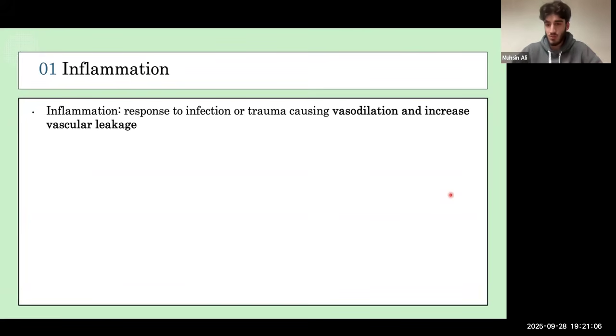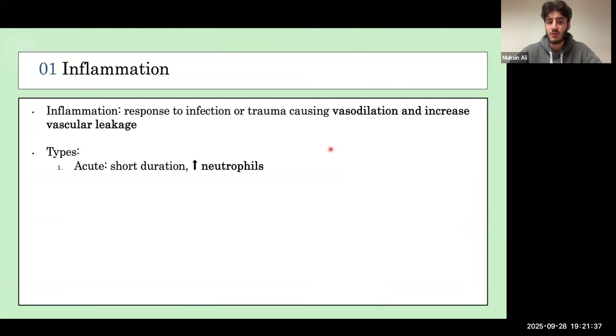Now, what I need you guys to remember is that the two things that will happen as a result of inflammation in your body are as follows. You have vasodilation, which is basically just your vessel becoming bigger, and increased vascular leakage. These two are important for you to understand the signs that we're going to get to in just a minute. These two events, vasodilation and increased vascular leakage, are going to lead to these signs. So we'll just get to that in a minute.